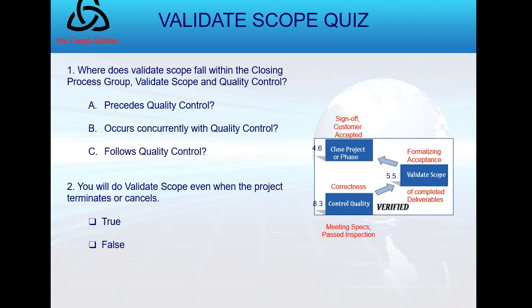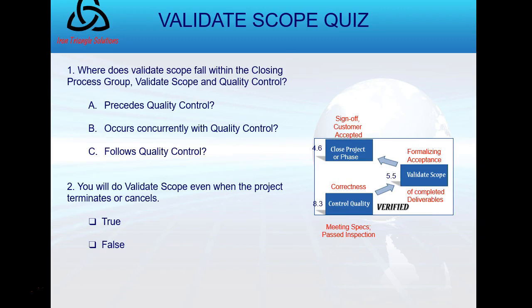I'm looking for engineering specifications, engineering measurements. So a tool there, of course, would be inspections. Am I meeting specs, as the military likes to say? Then I'm going to go to validate scope, and that's with the customer, the key is. And I'm getting formal acceptance, either of the final deliverable at closing the project, or interim acceptance, formal acceptance of interim deliverables when I'm closing the phase. And I can do 8.3 and 5.5 at the same time, but I would never do 5.5 first. And after that, I'm going to go close the phase or the project.